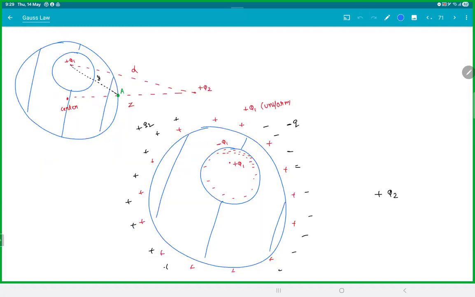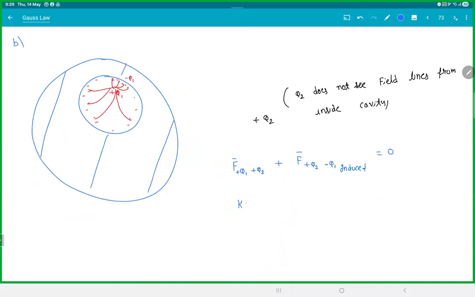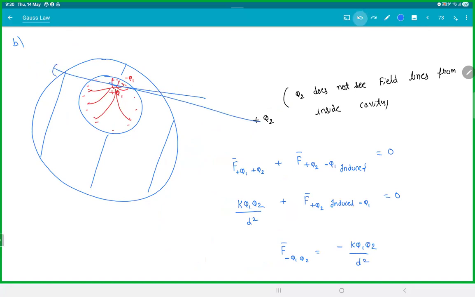And what is the force between Q1 and Q2? That distance is d. So this is k Q1 Q2 by d squared. This is the force between Q2 and the induced charge minus Q1. Between Q2 and minus Q1, the force will be minus of k Q1 Q2 by d squared. So if Q1 and Q2 are repelling, then this negative charge will pull this towards Q2. Are you clear with this? This is how you calculate this kind of stuff.